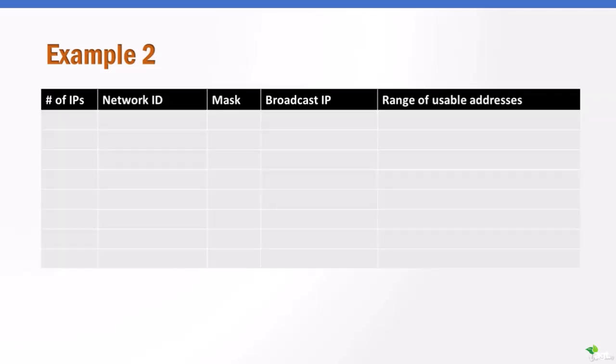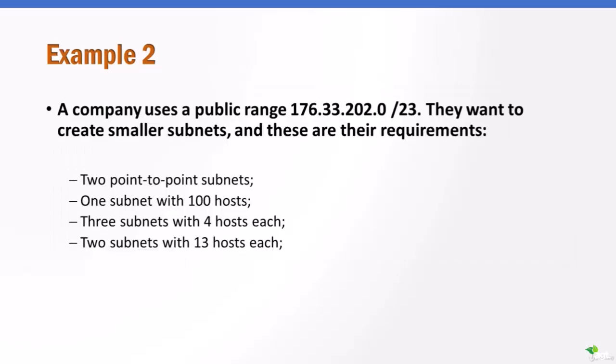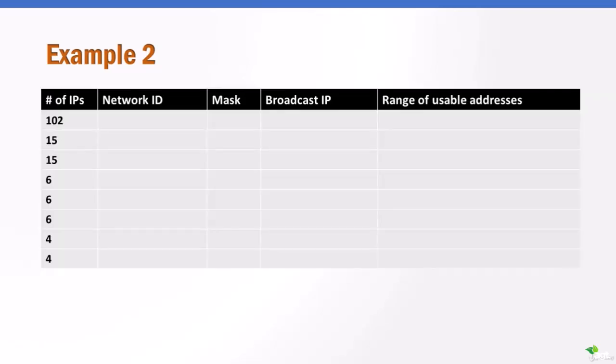Again, we're going to start with a table, and we're going to sort the subnets from the largest one to the smallest one. This time, I've counted in the network ID and the broadcast IP address. So instead of just copying the requirement that said we need, for example, for the first subnet, 100 hosts, I'm saying here we actually need 102 IP addresses, and same goes for all the other subnets. All right, let's dig in.